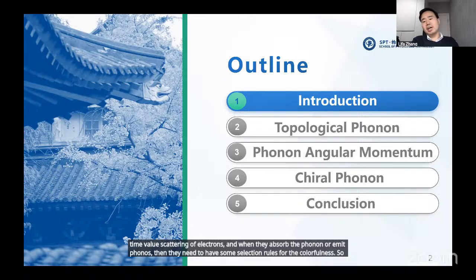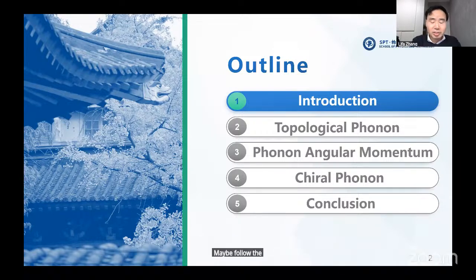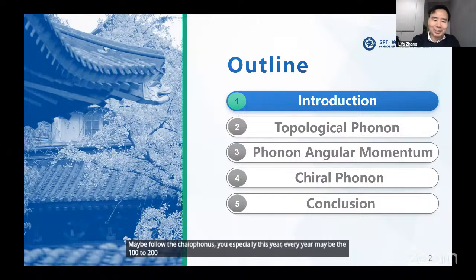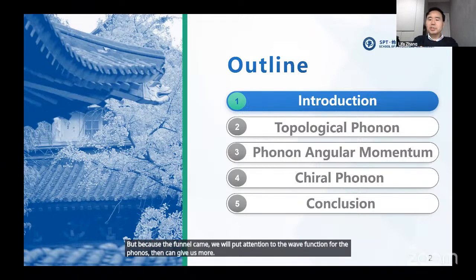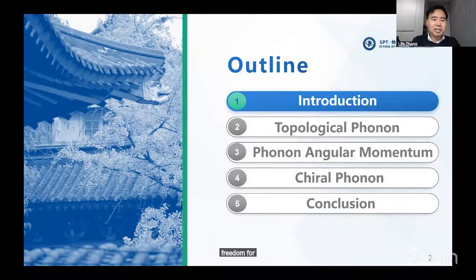After that, a lot of works have followed on phonons. Especially in recent years, every year there are maybe 100 to 200 papers on phonons, so I'm very happy to see such a hot field. Because we pay attention to the wave function of phonons, it can give us more freedom for phonon manipulation or some applications for phonons.